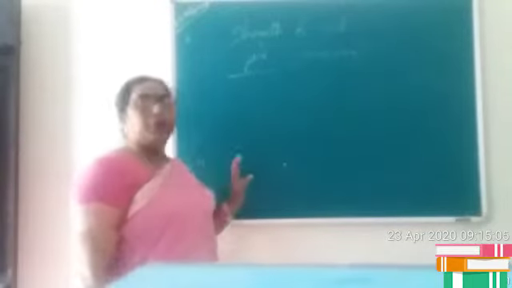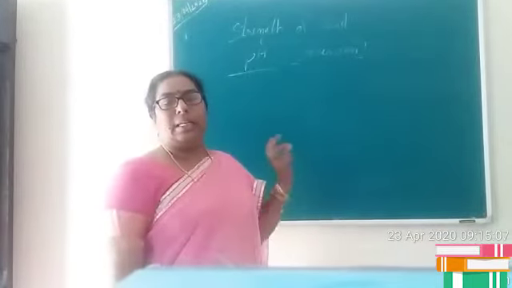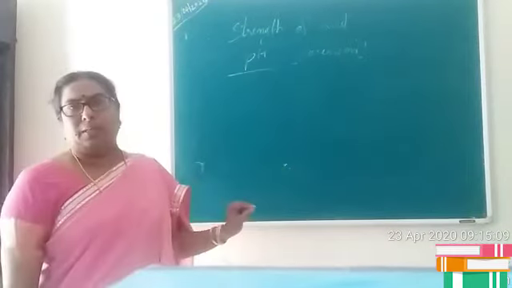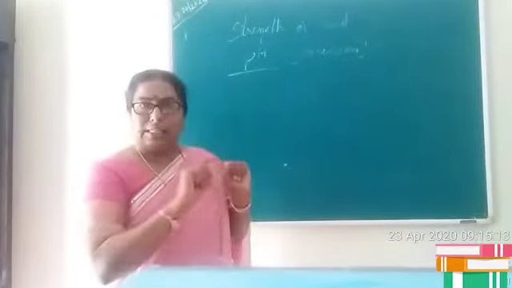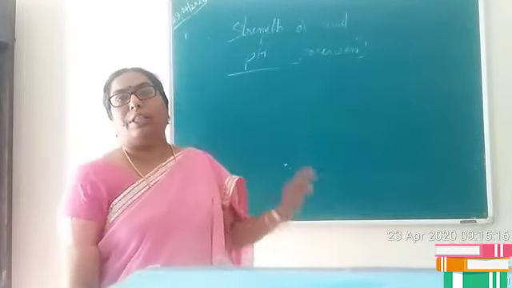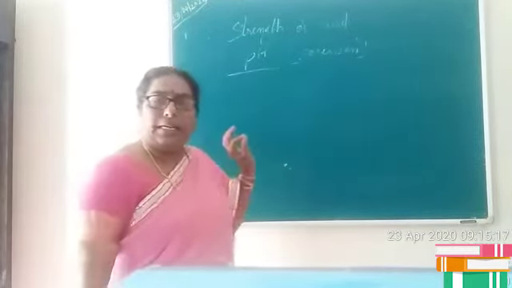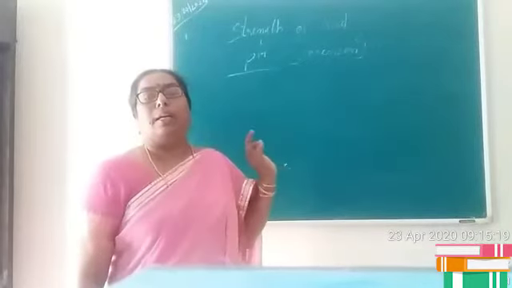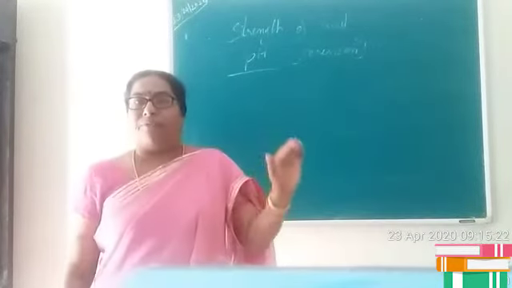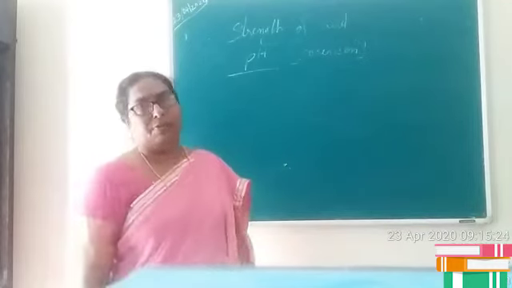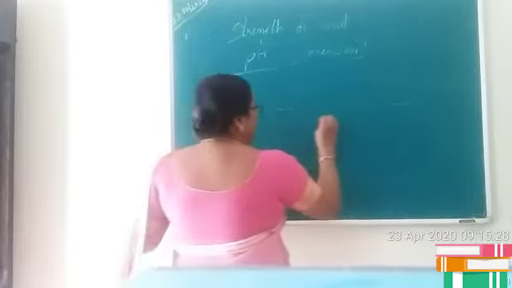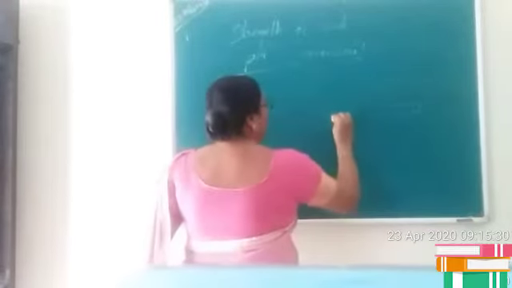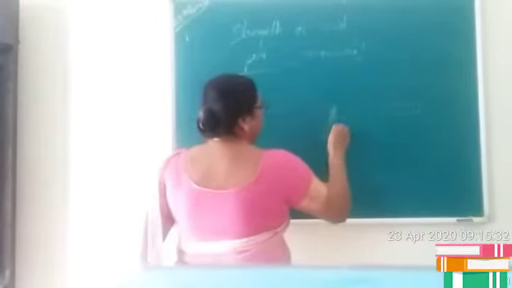In order to find out the strength, we can use a special type of paper called a pH paper. It is nothing but a strip of filter paper which is coated with universal indicator. It doesn't possess a particular color, but when you dip it in different solutions, it will give you different colors. Children, generally the pH of a neutral solution is considered as 7.